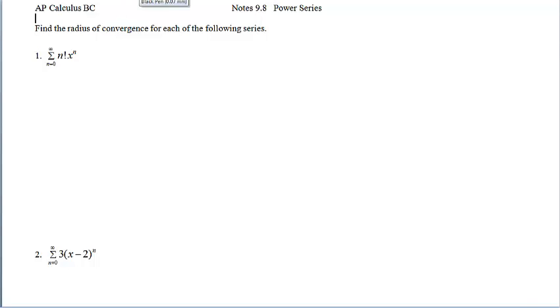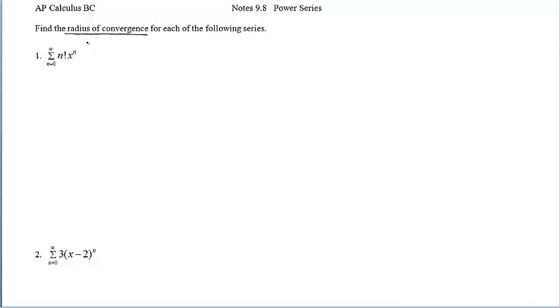Hey everybody, in this video we're going to find the radius of convergence for each of the following series. Alright, so to find the radius of convergence, when you read those words, we're going to be using the ratio test. The ratio test will give us the radius of convergence.